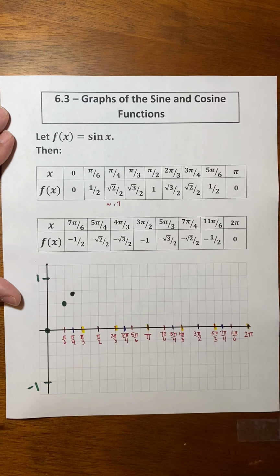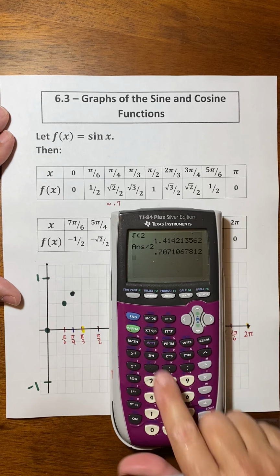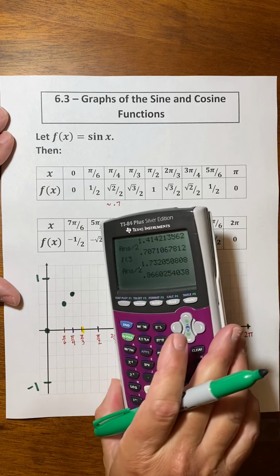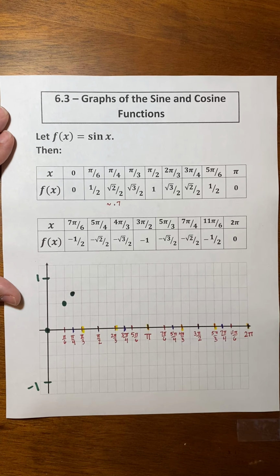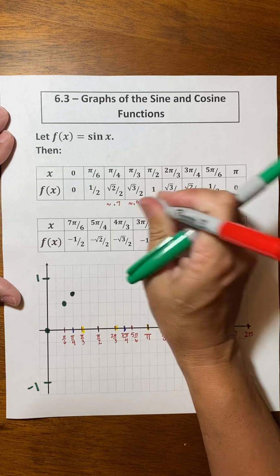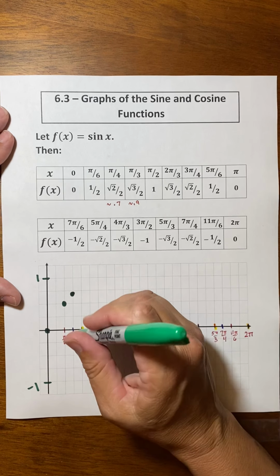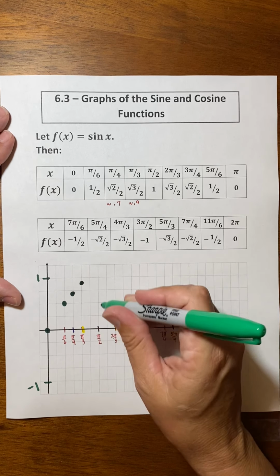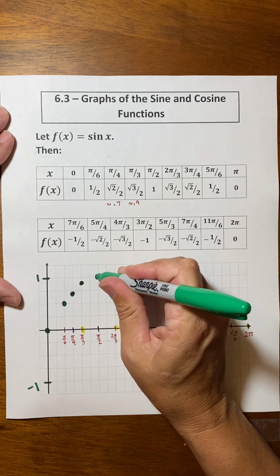Pi over 3, we're at the square root of 3 over 2. So if we do square root of 3 and divide that by 2, we're at about 0.86, or almost at 0.9. So this is about 0.9. So here we're going to be at 0.9, which is way up here, very close to 1. When we hit pi over 2, we finally hit 1.